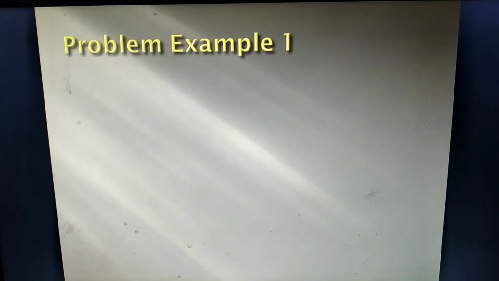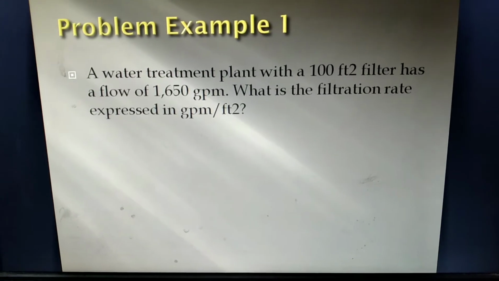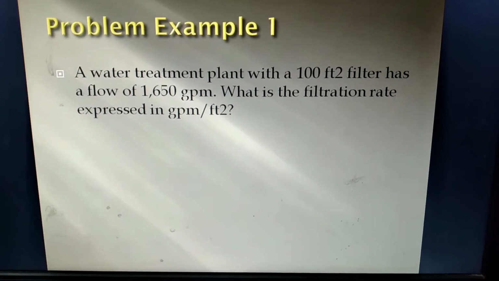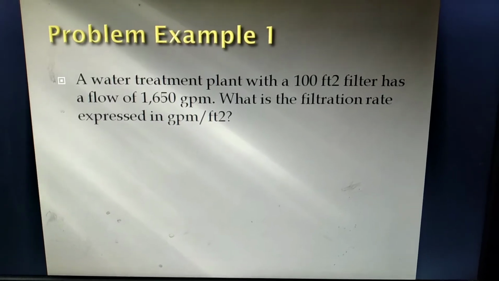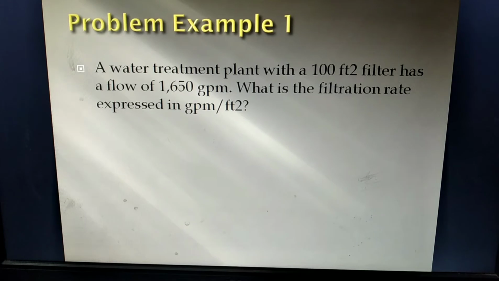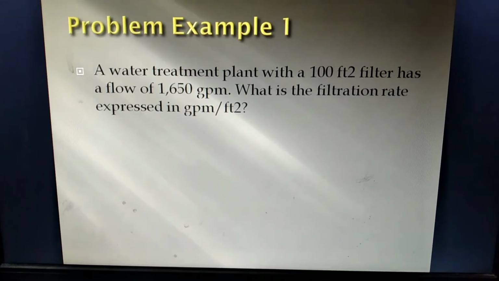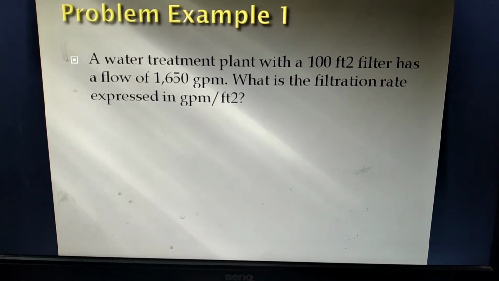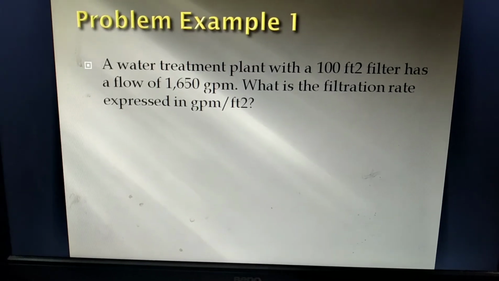So problem example number 1. A water treatment plant with a 100 square foot filter has a flow of 1,650 gallons per minute. What is the filtration rate expressed in GPM per square foot? So the given is 100 square foot, that's our surface area. And then 1,650 gallons per minute, that's our flow. So the unknown is the filtration rate.